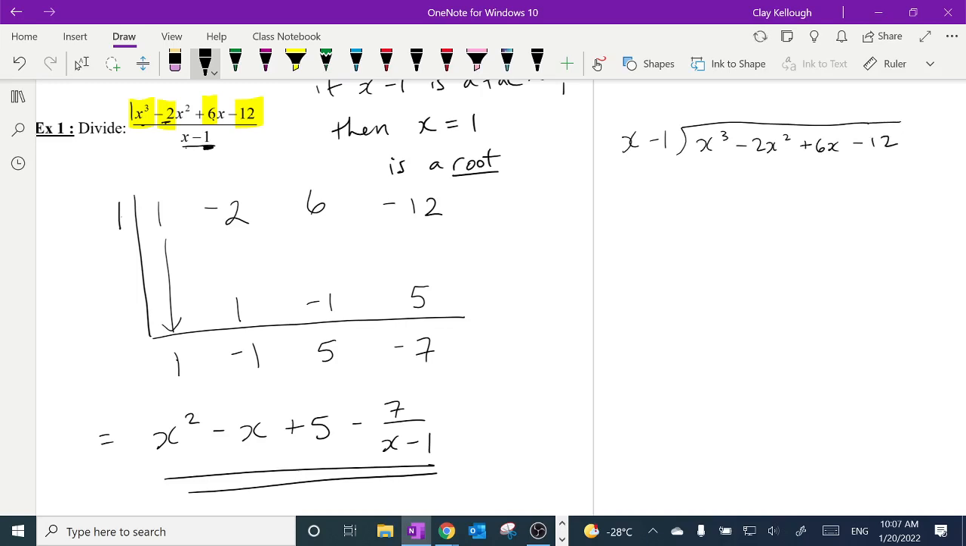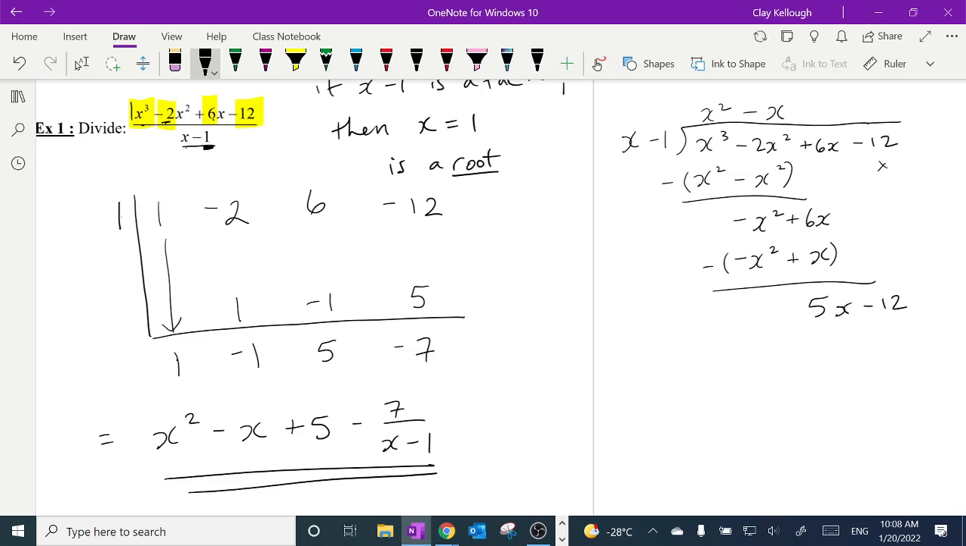How many x's go into x cubed? X squared of them. When I multiply that, I get this. And when I subtract that, -2 minus -1 is -1. Then I bring down 6x. How many x's go into -x squared? -x of them. -x times -1 is plus x. -x squared minus -x squared is nothing. 6 minus 1 is 5. Bring down the minus 12.